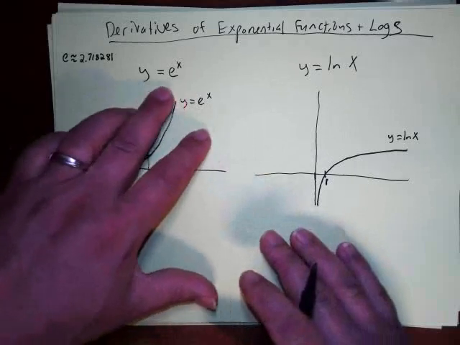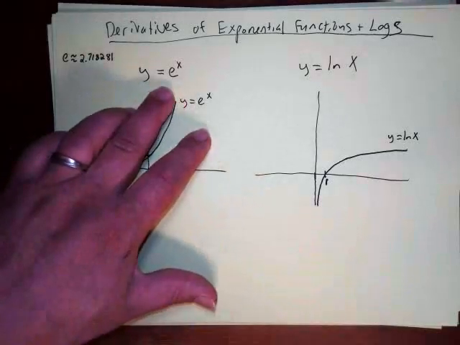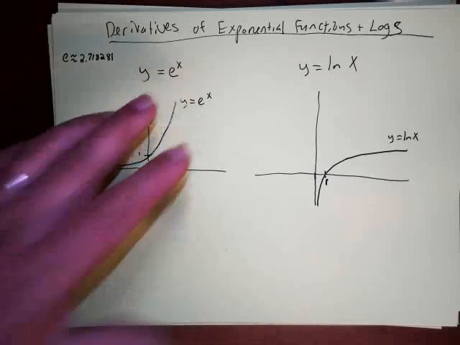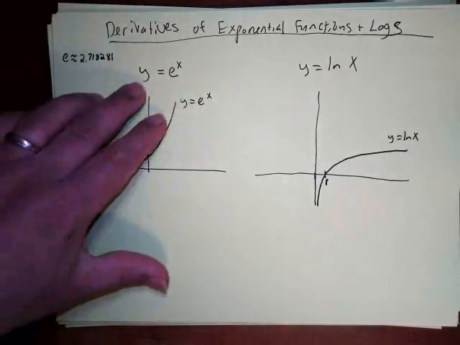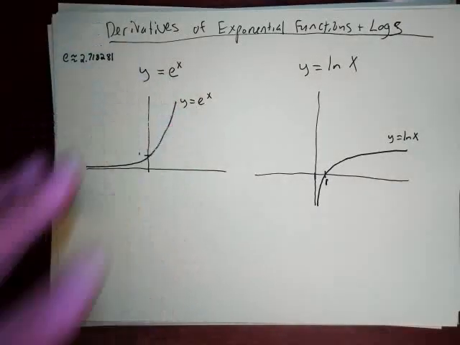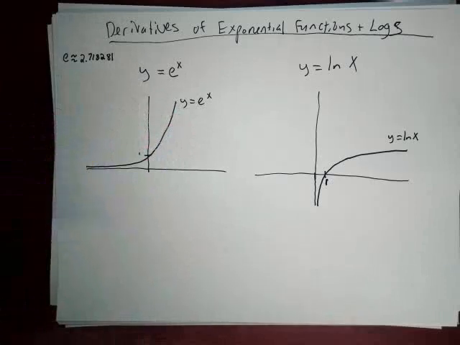What we're going to find out is that this is also a very important function in calculus, because we're going to see in a minute that this is the only function where the derivative of the function is equal to itself, which is a very unique property of y equals e to the x.